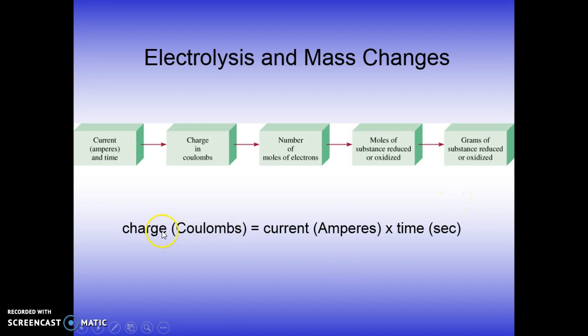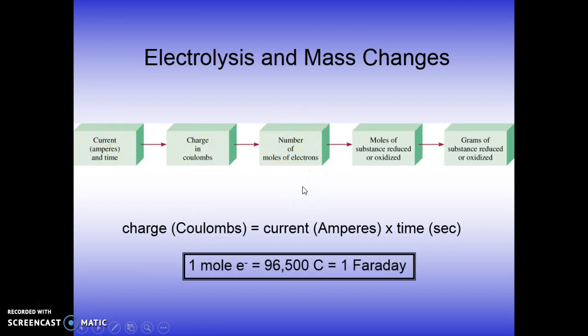So remember that a coulomb is amps times time. This is the thing that's going to help us get from the current to the numbers of electrons. And also remember that 1 Faraday is equal to 96,500 coulombs.